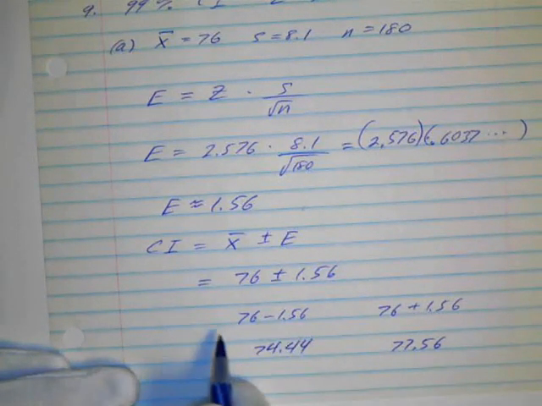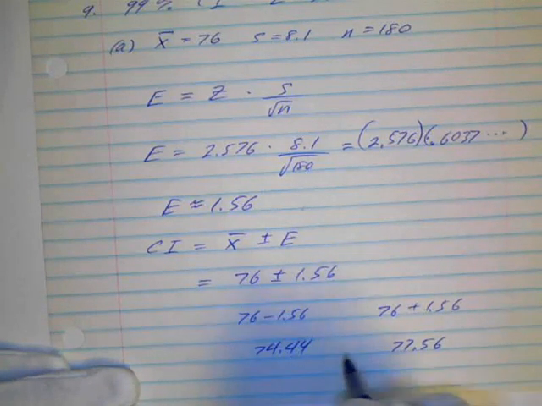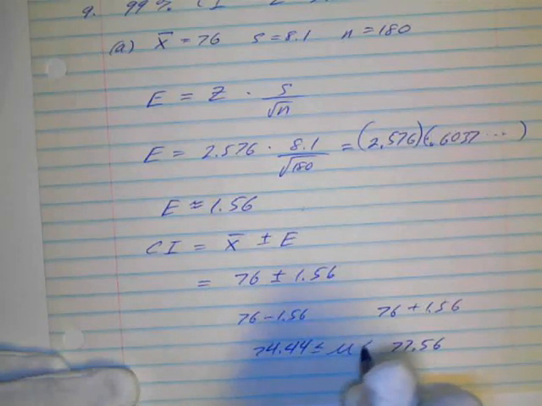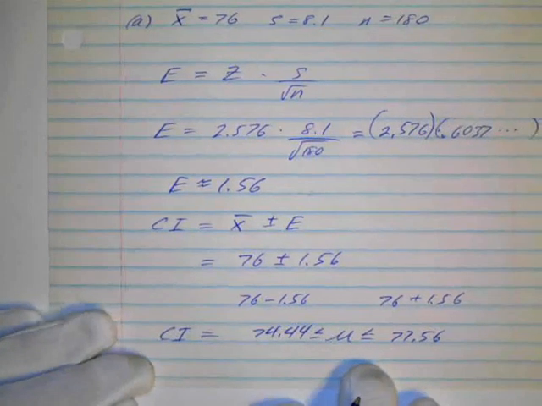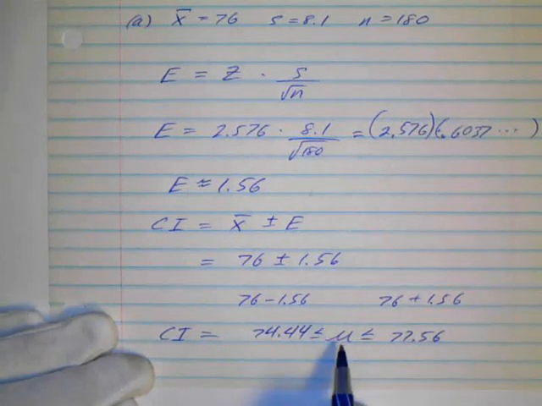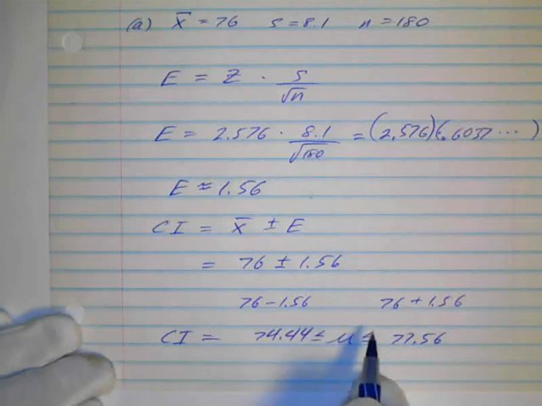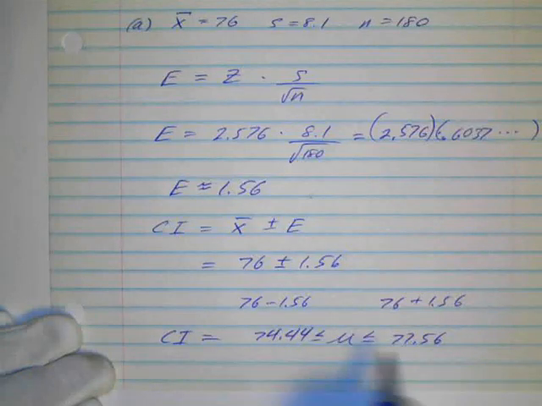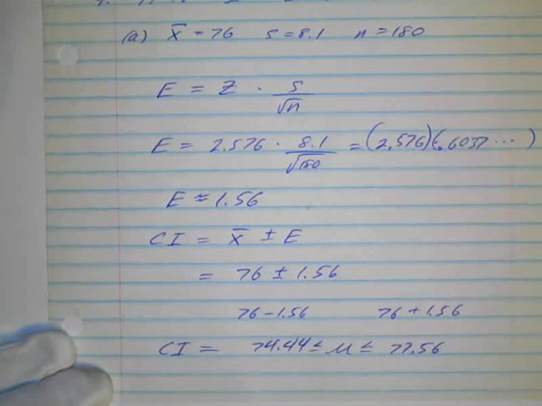So this is the mean plus the error, the mean minus the error, and my population mean will be in between there, so it's going to be greater than or equal to this and less than or equal to that. And that's my confidence interval. And that's all you got to do. So now I can say with 99% confidence that my population mean will be in between 74.44 and 77.56. Okay, that's all there is. So hopefully that makes sense.